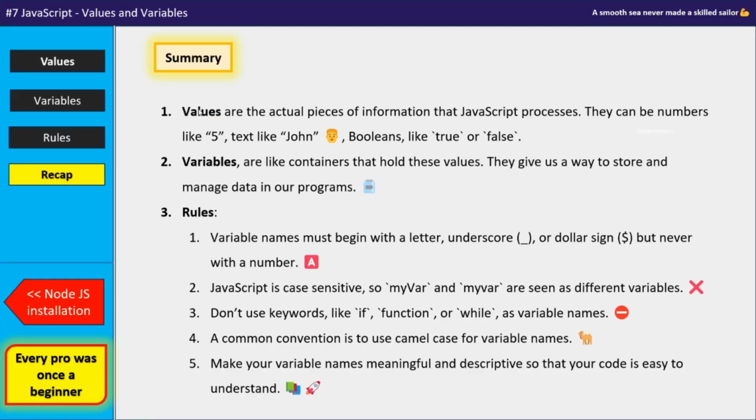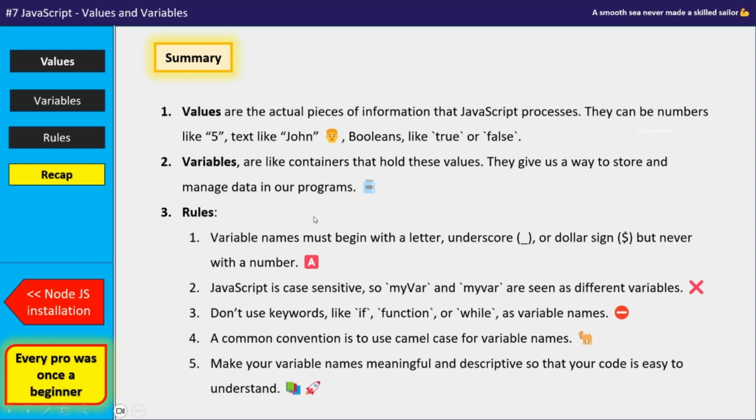So, quickly recap this video. Values are the actual pieces of information that JavaScript processes. It can be numbers, a person's name, place, product name, anything. It may be a boolean also. Then variables. Variables are containers that hold these values. Based on these variables, we can render these values, or we can manipulate them.